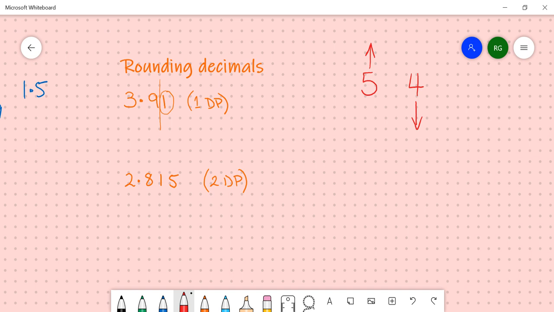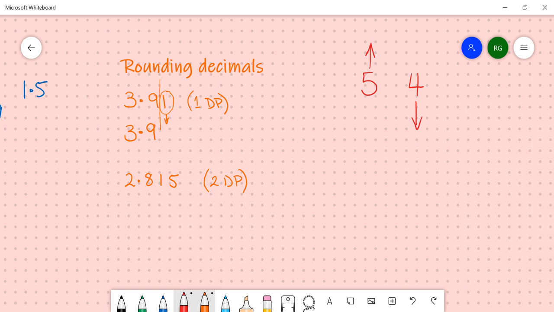So in this case, because it's a 1, we're going to go down. That means it's going to go down to 0. So our number is 3.9. Not 3.8, 3.9.